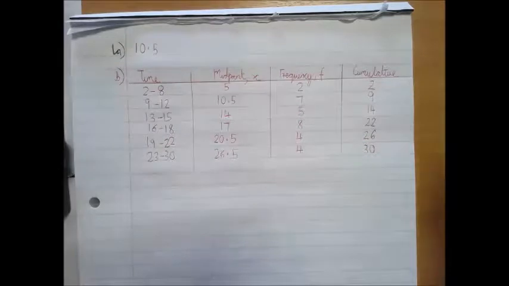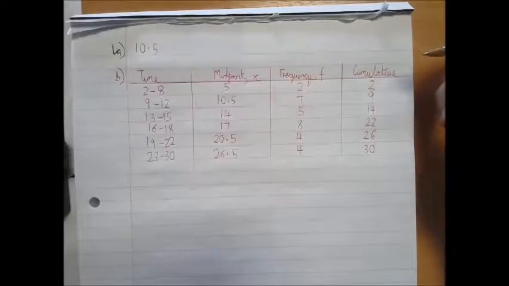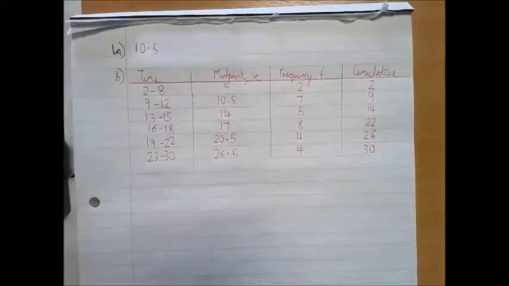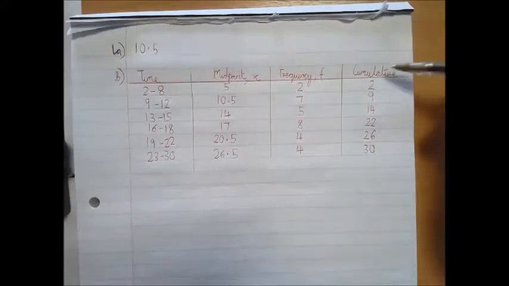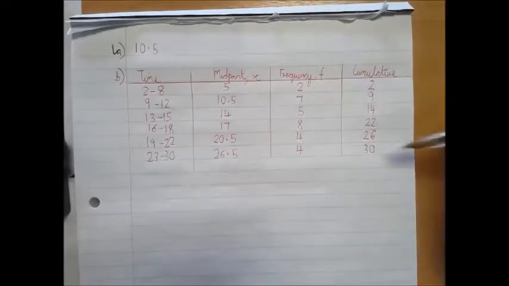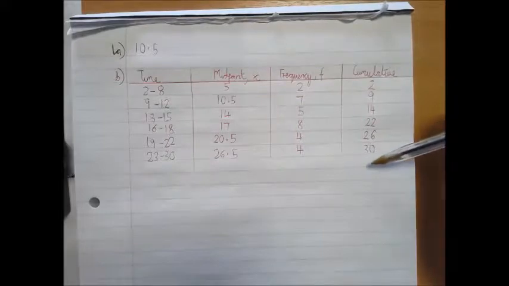Okay, so part B, we're after finding the median, and it's just an estimate, and also use linear interpolation to estimate the median. So what we need to do first is, we know there's 30 students. What I've done here is I've added an extra column where I'm doing a cumulative frequency, so I'm just adding these as I go along.